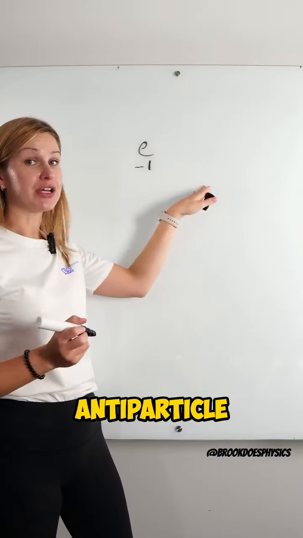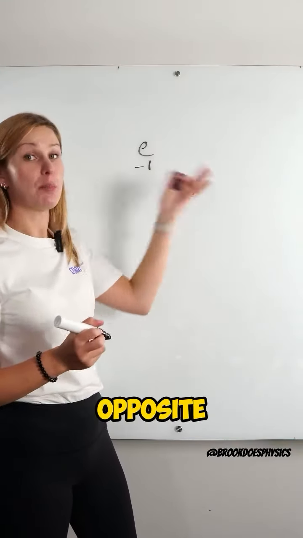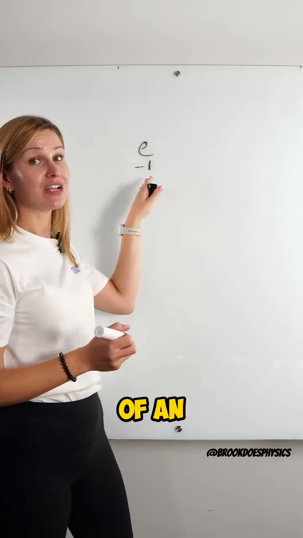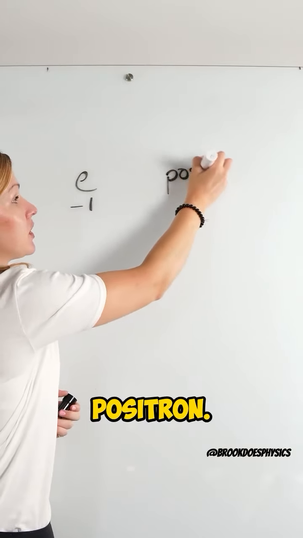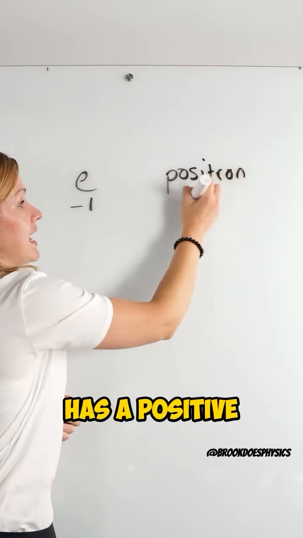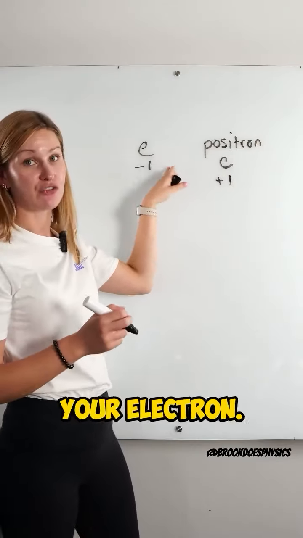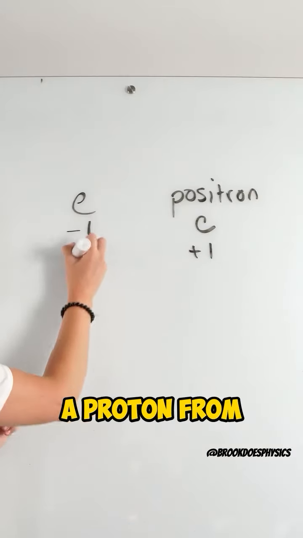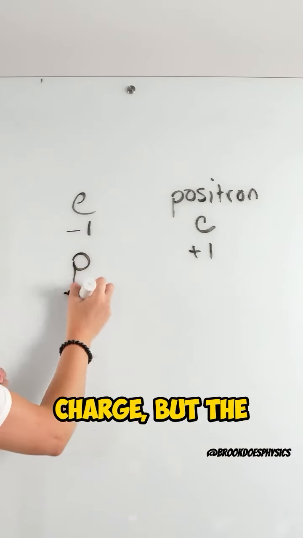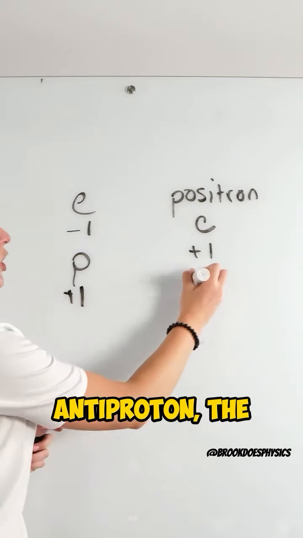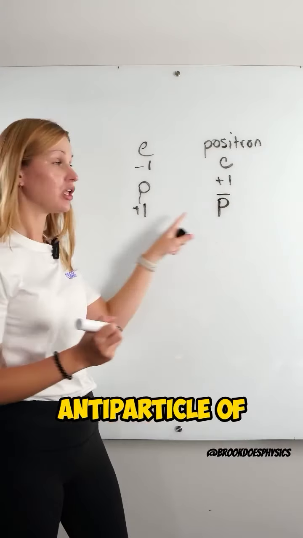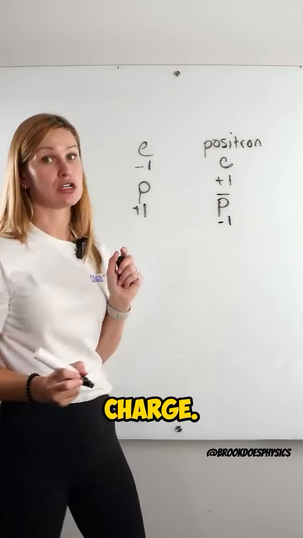But its antiparticle has the exact same mass but opposite charge. So the antiparticle of an electron is called a positron. A positron has a +1 charge. So the positron is the antimatter of your electron. A proton from school has a +1 charge. But the antiproton, the antiparticle of the proton, has a -1 charge.